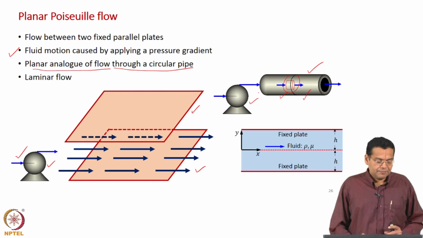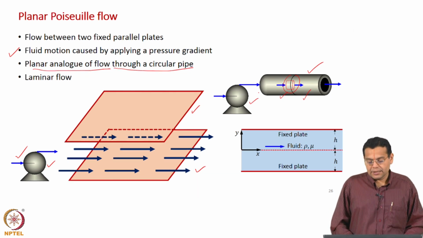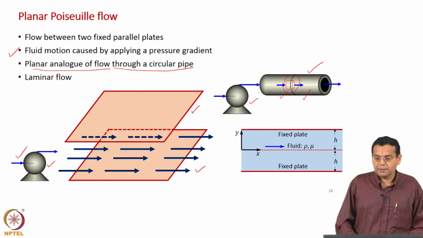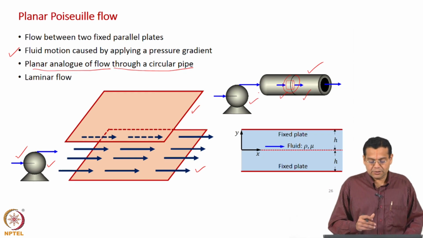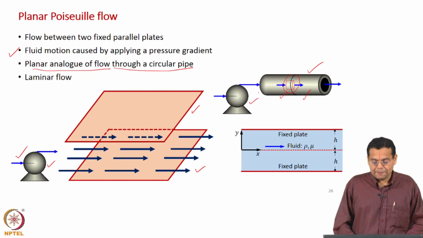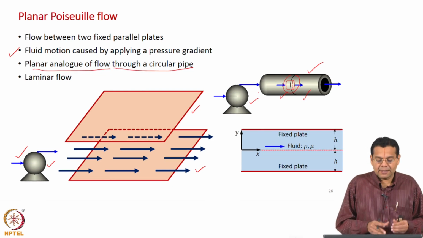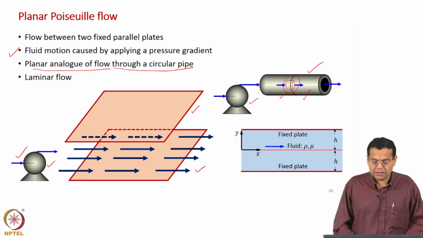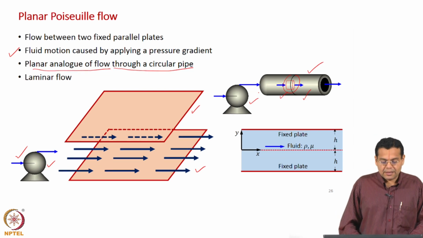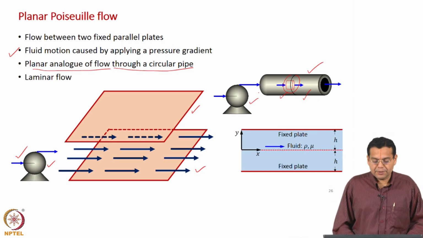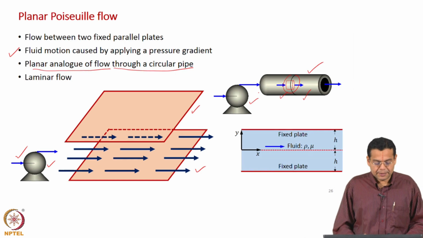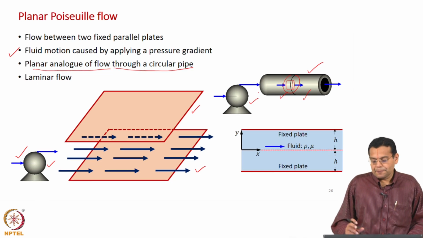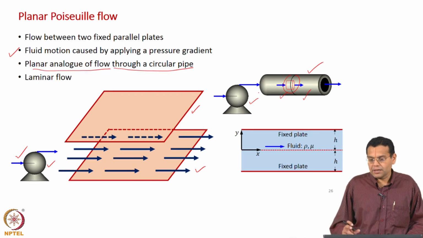Instead of that, we are discussing taking two parallel plates which are fixed, because the pipe wall also does not move. Similarly, here also the two plates do not move, and so that is why we say it is a planar analog of flow through a circular pipe, and of course, both are pressure driven. When you say pressure driven, what you should understand is you have a pump which sends the liquid between the plates.